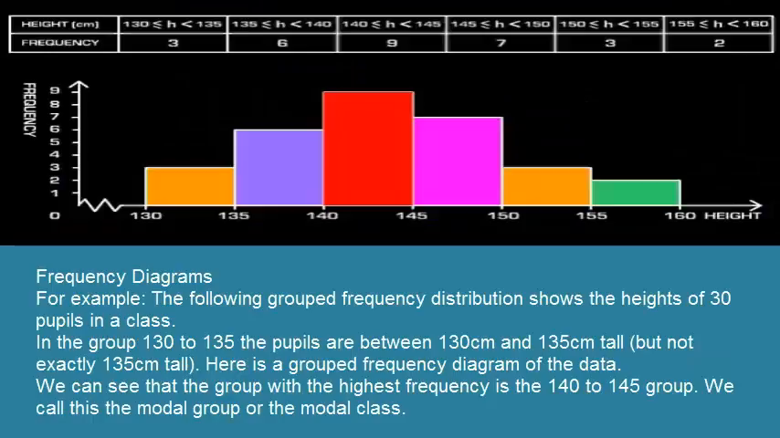For example, the following grouped frequency distribution shows the heights of 30 pupils in a class. In the group 130 to 135, the pupils are between 130 centimetres and 135 centimetres tall, but not exactly 135 centimetres tall. Here is a grouped frequency diagram of the data. We can see that the group with the highest frequency is the 140 to 145 group. We call this the modal group or the modal class.